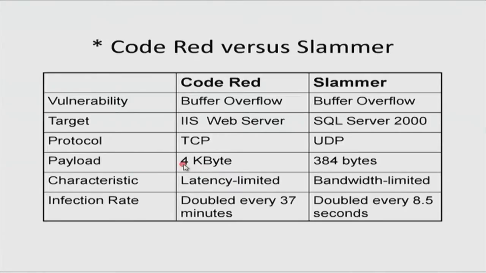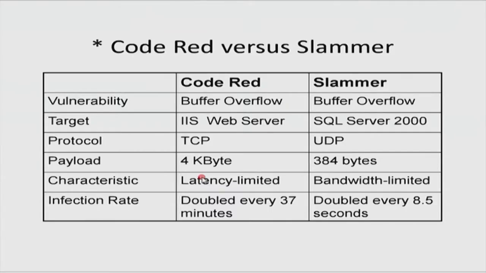The payload was 4 kilobytes. It was reduced dramatically to only 384 bytes in the case of Slammer. So that again helps it to move very fast because it's got a much smaller payload. It is said that Code Red was latency limited. Latency is delay. So because of the delay in setting up a connection, you can spread only this fast. You can't go any faster. You must complete the TCP handshake before you can actually spread the infection. On the other hand, there's no question of any handshake over here in UDP because it's connectionless. So it spreads very fast.